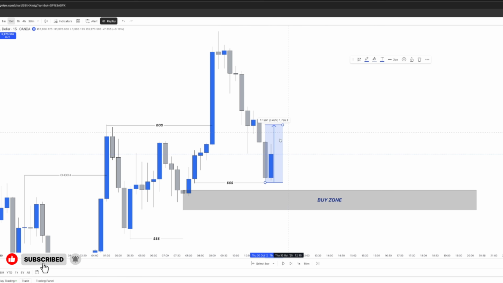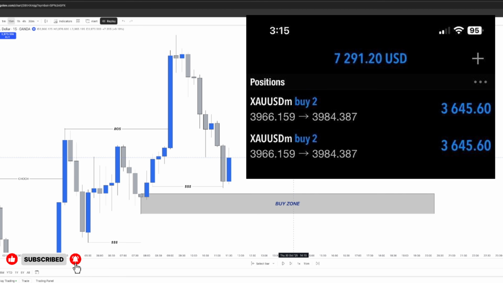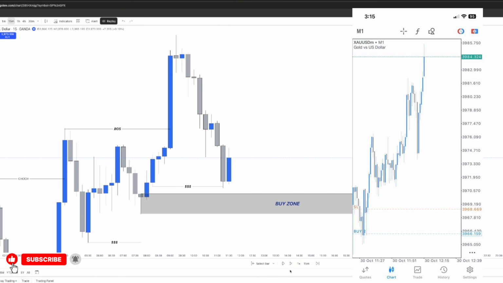Okay, let's say you missed that zone. Now you are waiting for this zone. Let's play this out and we see what happened. Okay, we are waiting for this zone, and also most of my students were waiting for this zone. Now this is what the market did. Market moved, tapped in the zone.